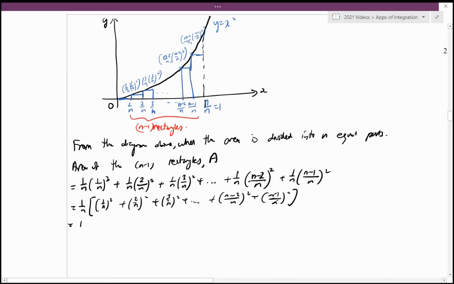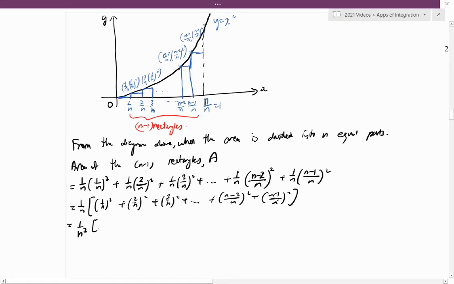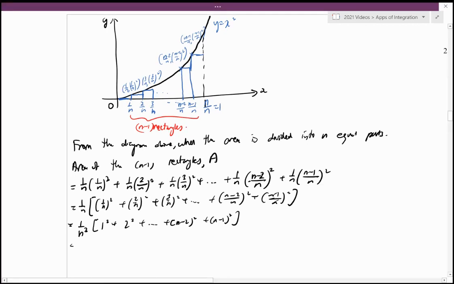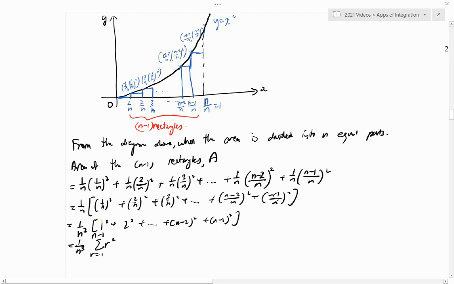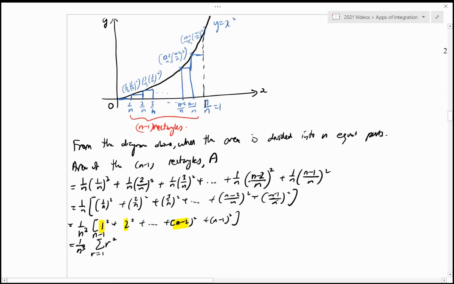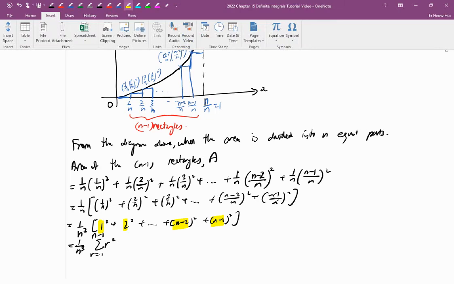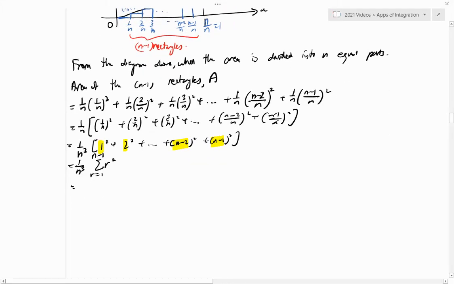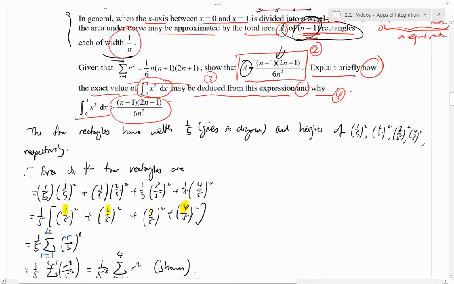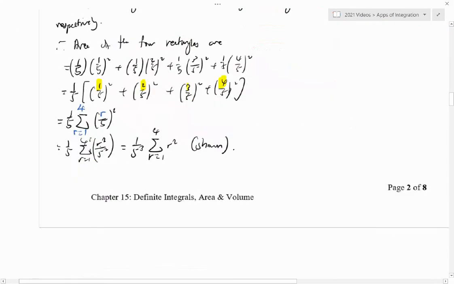This means this is 1 over n cubed, 1 squared plus 2 squared, all the way to n minus 2 squared plus n minus 1 squared. So this becomes 1 over n cubed times the summation of r squared, where r equals 1 to n minus 1. Because again, you notice 1 squared, 2 squared, n minus 2 squared, n minus 1 squared. That is the index of the sum. And remember earlier the question gave you the sum of r squared. This is the given information.